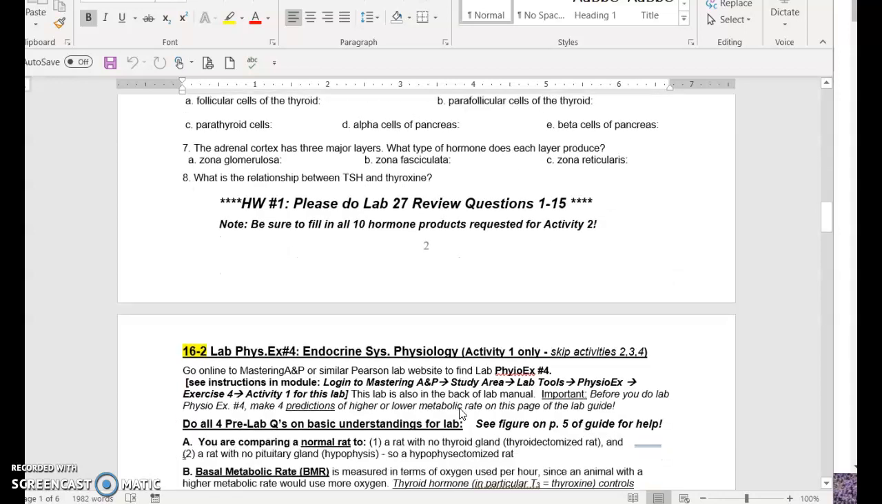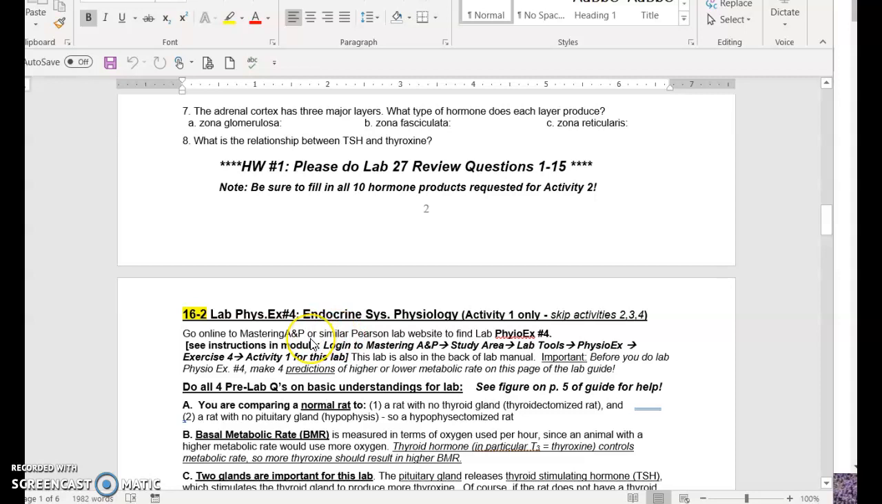Then the next one is a Physio-EX lab. You want to look at the lab in the back of your lab manual. It has its own numbering system. So it's numbered as PEX rather than the other numbers. But they have blue edges on them and they're in the back of your lab manual. So you look there, but you also have to go online. So this is, I had sent something about this yesterday. You do have to go online to do these labs and click on the Physio-EX labs.